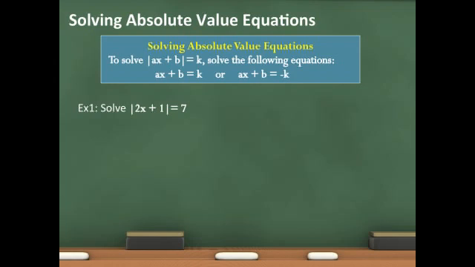In example 1, we have the absolute value of 2x plus 1 equals 7. Following the definition above, we can rewrite this problem as two equations: 2x plus 1 equals 7, and 2x plus 1 equals negative 7. We will solve the first equation by subtracting 1 from both sides of the equation. Next, we divide both sides by 2. This gives us x equals 3.